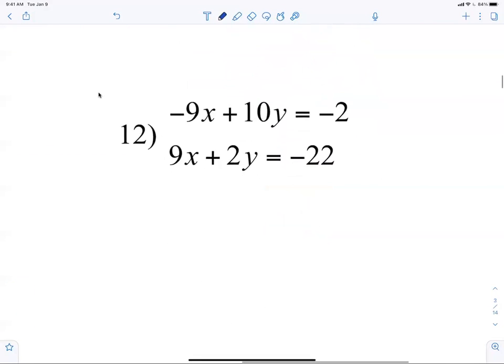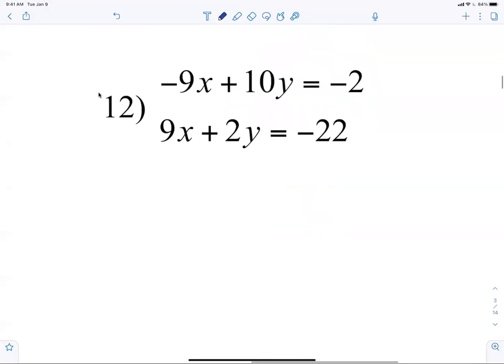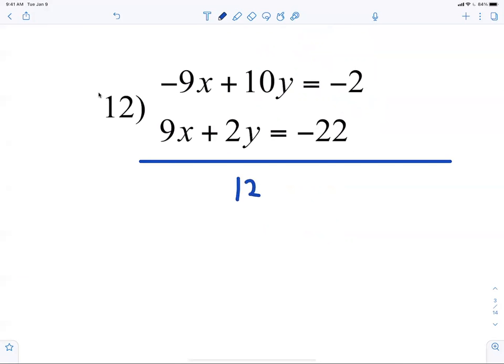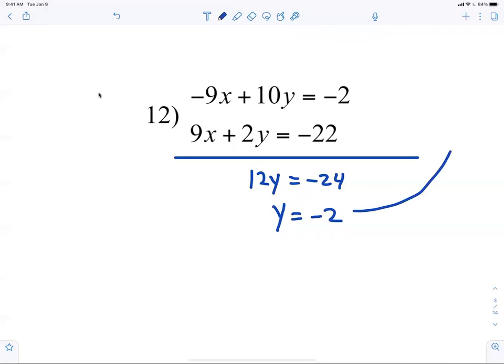All right, so let's take a look at number 12. Do we agree that's just 12y equals negative 24, right? And so y equals negative 2. Yeah, you guys are good.